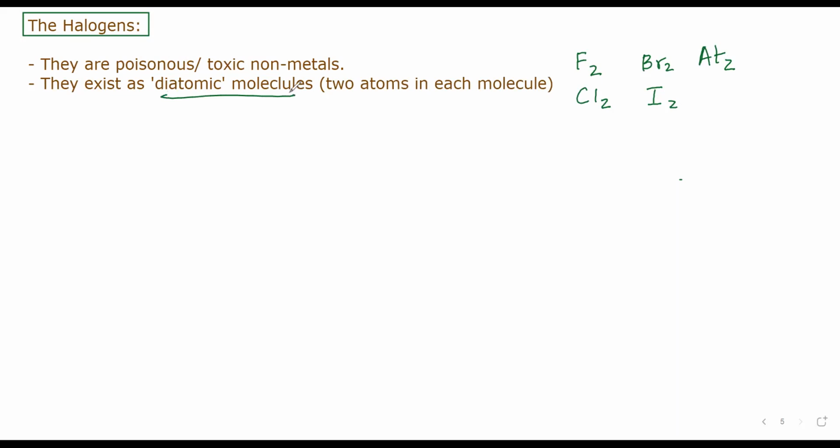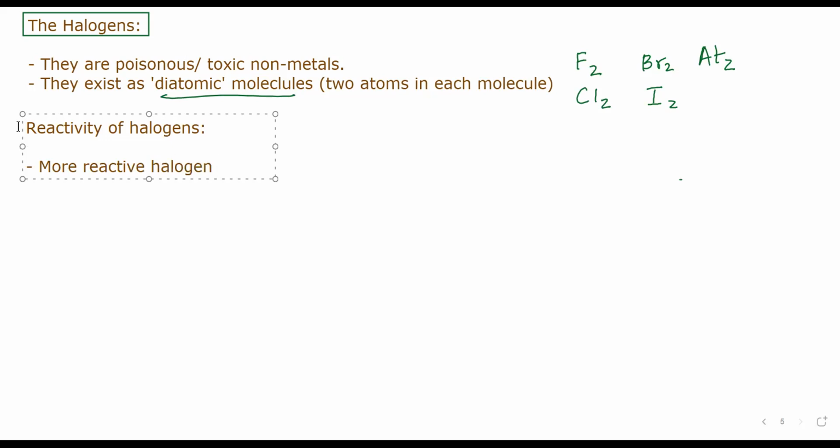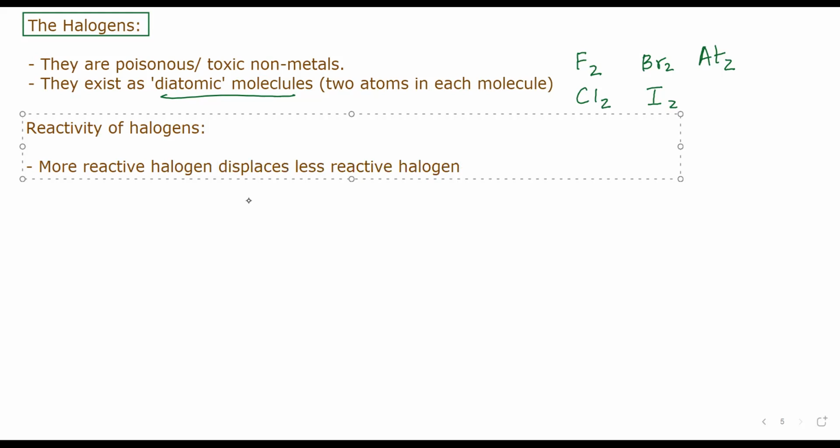Now, come to their reactivity. When we are talking about reactivity, we already know that as we go down the group, it decreases, right? Reactivity of halogens. Also, keeping in mind that more reactive halogen displaces less reactive halogen, but it cannot be the other way around. Less reactive is not going to displace more reactive. So this is the important point.